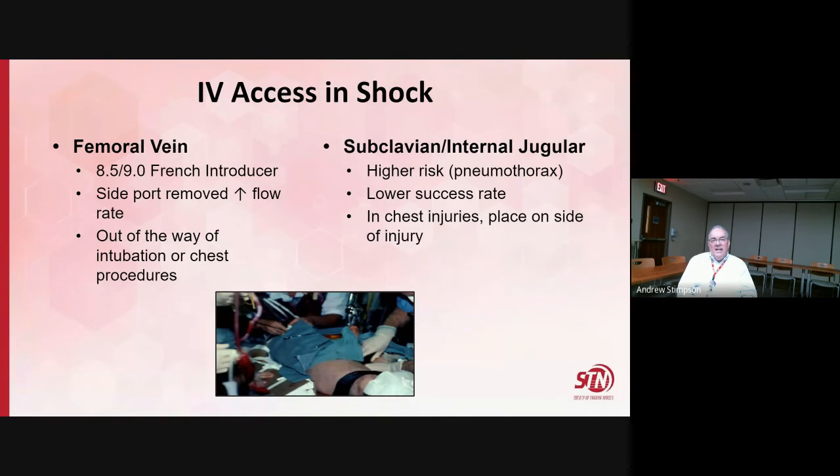So if you have a left-sided pneumothorax and you have to put a central line in, put it on the left side. Why is that? Because if you've got a pneumothorax, you're going to put a chest tube on that side anyway. So now the risk of getting a pneumothorax on that side goes away because you've already got it treated there.